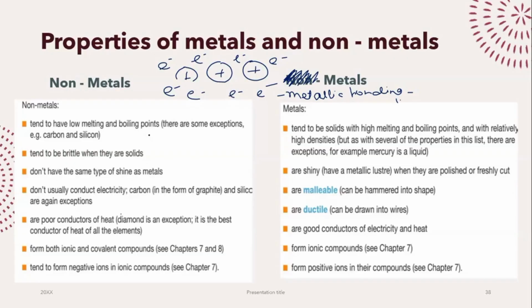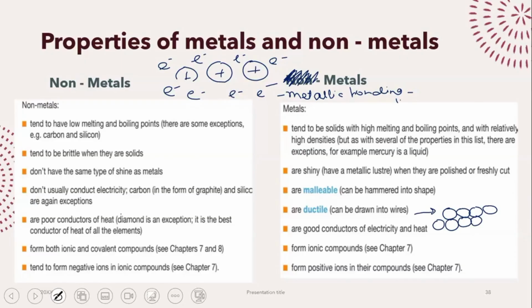Copper wires are used very commonly in our circuits. So metals can be malleable and they can be ductile. Non-metals, on the other hand, if you apply a force, are probably going to break on you. What's the reason? In metals, when you apply a force, the layers of positive ions can easily slide on top of each other.